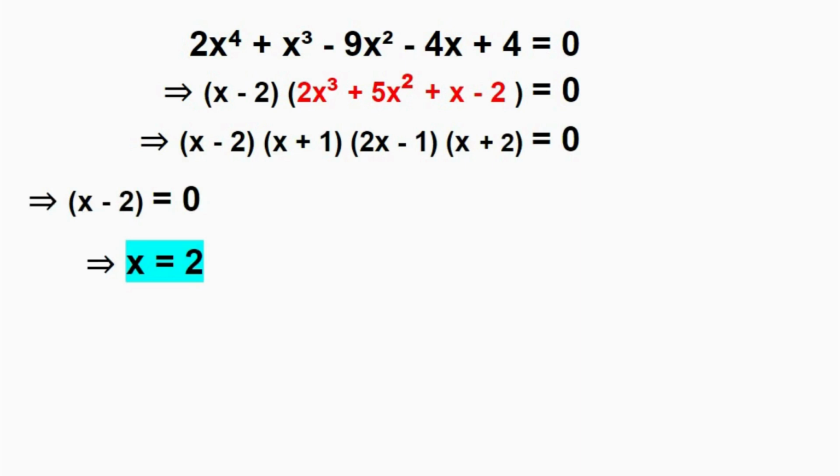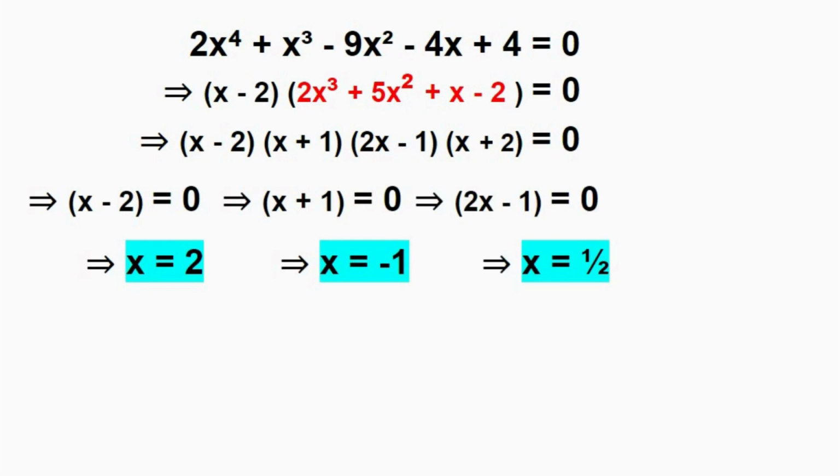So we got 4 cases. First one, x - 2 = 0, so x = 2. Second one, x + 1 = 0, so x = -1. Third one, 2x - 1 = 0, so x = 1/2, and the fourth one, x + 2 = 0, so x = -2. And as I told, these are all 4 values of the given equation.